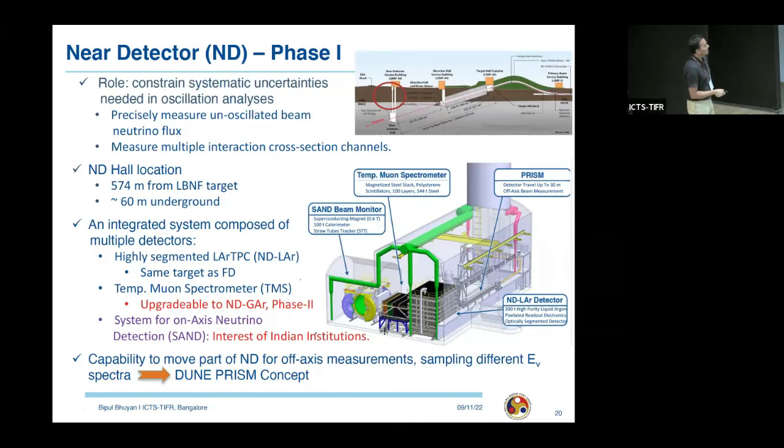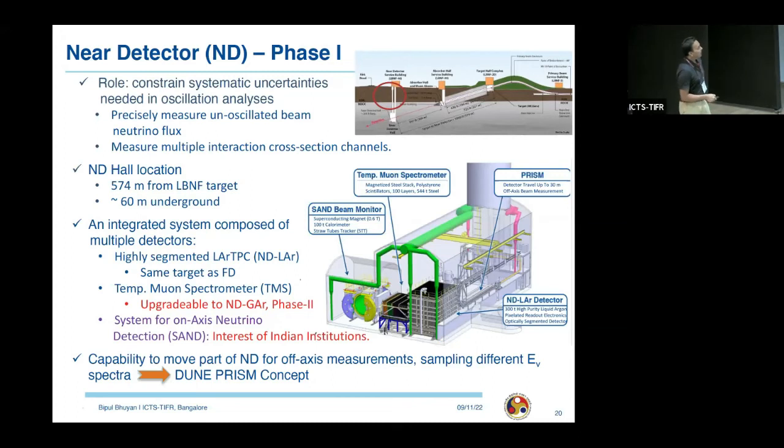Then there's a system for on-axis neutrino detection, which is going to remain on-axis throughout the running of the experiment. Whereas this combination of these two detectors is going to move about 30 meters in that particular direction, so that you can scan the neutrino energy spectrum. This detector is going to remain on axis throughout the running of the experiment. That is going to help us do the beam monitoring as well as various cross-section measurements that we want to do.